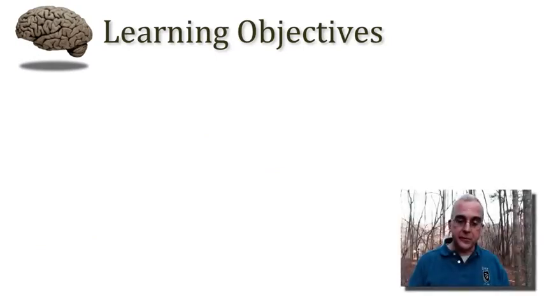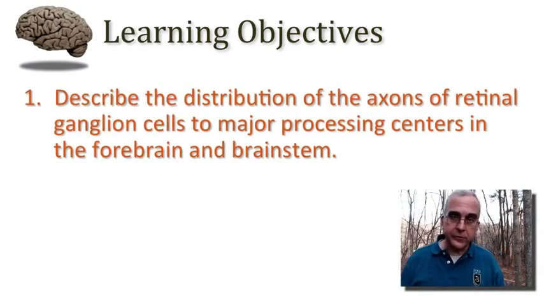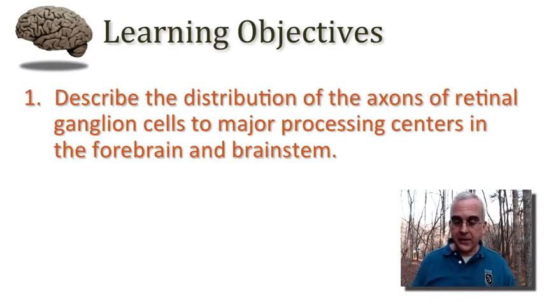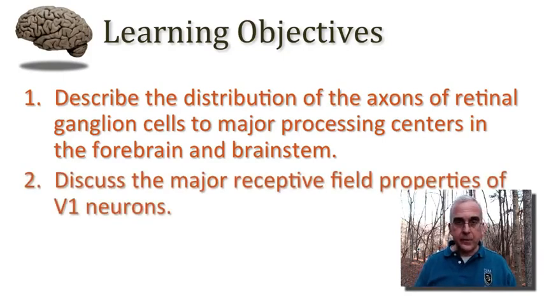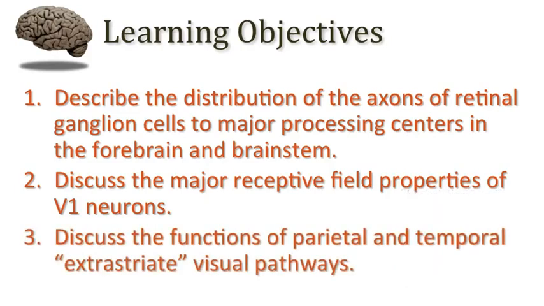I have several learning objectives for you today. I want you to be able to describe the distribution of the axons of retinal ganglion cells to the major processing centers in the forebrain and the brainstem. And then I want to focus on what's going on at the level of the forebrain, specifically in the primary visual cortex. I want you to be able to discuss the major receptive field properties that we discover when we record electrical signals from neurons in V1. I want you to be able to discuss in very general terms the functions associated with those parts of the visual cortex that are beyond the primary area. We call those extrastriate visual pathways.